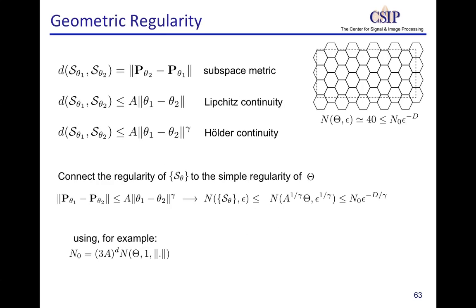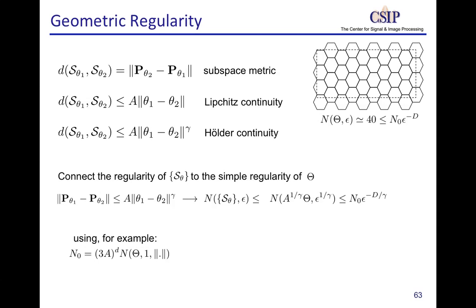Okay, so in order to formalize everything, we have to talk about geometric regularity. So we're talking about how big, in some sense, our parameter set is, and how we can connect these different parameters in this function together. Okay, so one natural metric that will come up very often is the subspace metric. So you can define a distance between two subspaces as basically the spectral norm of the difference between the projection matrices that span these subspaces.